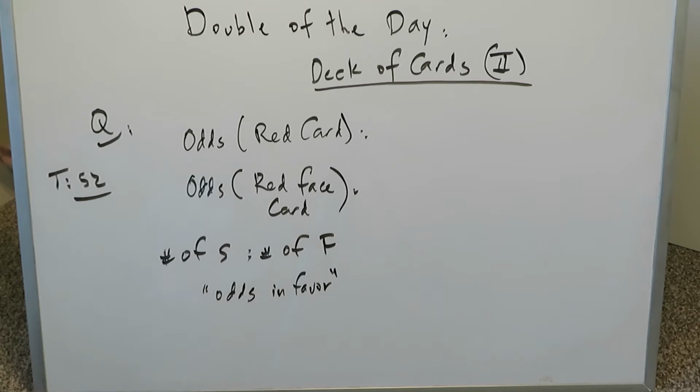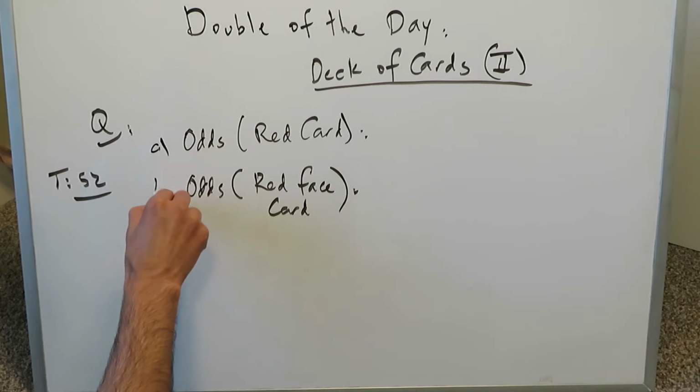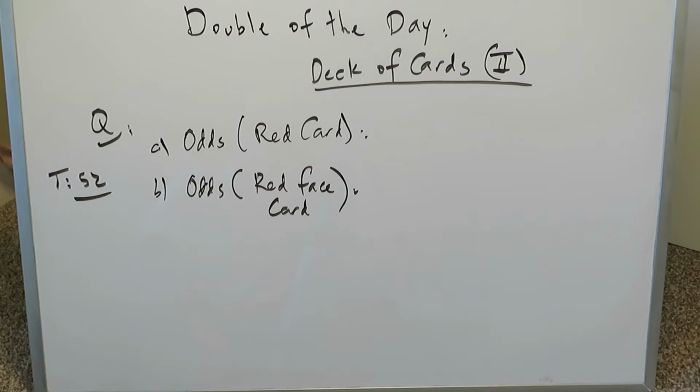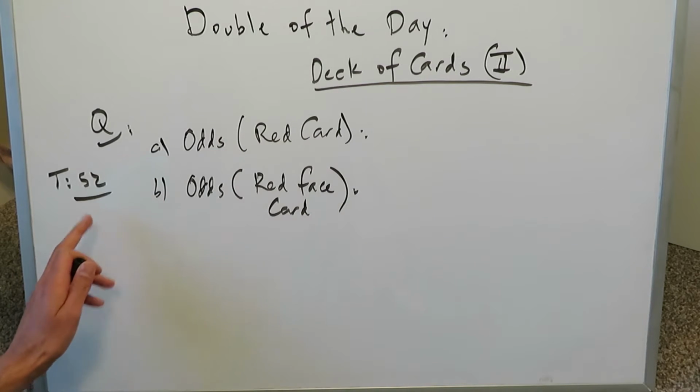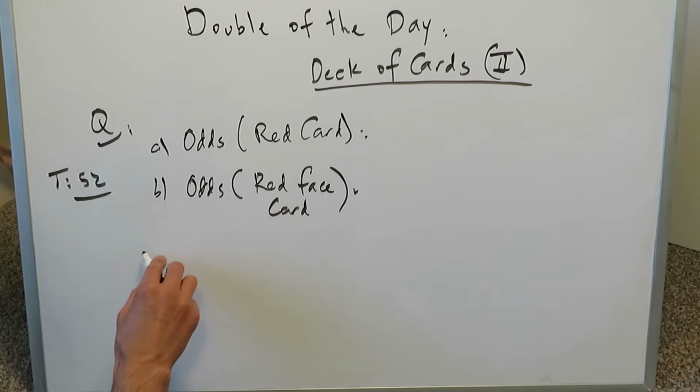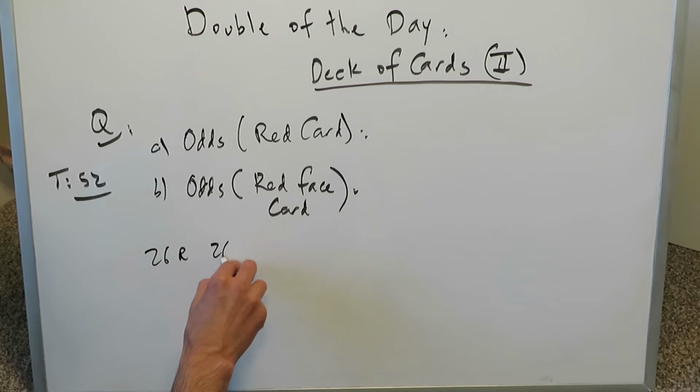So let's look at these two questions we have. We'll have two questions and they'll each have two parts. Our first part over here is the odds of obtaining a red card. What's the odds that you will select a red card? You know there are a total of 52 cards. Of those 52, we know 26 are red and 26 are black.